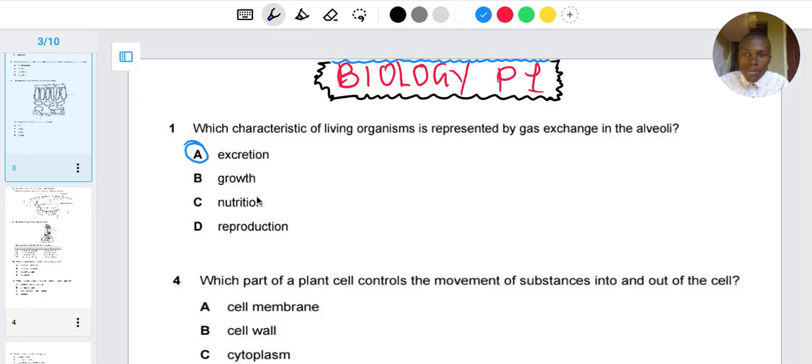When you talk of growth, it's just a permanent increase in the mass of a living organism. Nutrition is the process by which living organisms obtain food. And when you talk of reproduction, it is the process by which living organisms produce their offspring or their young ones.